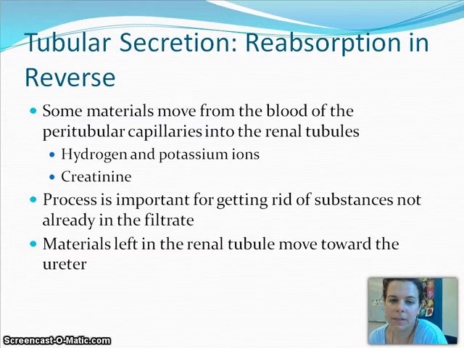Some materials, so in this third part, tubular secretion, some materials are going to move from the blood of the capillaries into the renal tubules, things like hydrogen and potassium and creatinine. And this is important for getting rid of substances that weren't already filtered out. And then anything left in the renal tubule at the end of the urine formation process is going to go towards the ureter, and we have created urine.